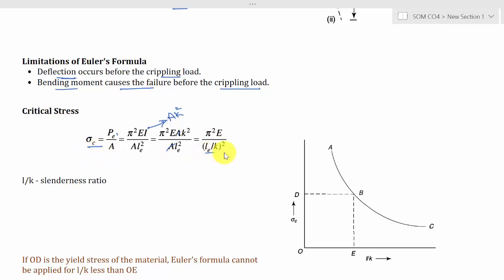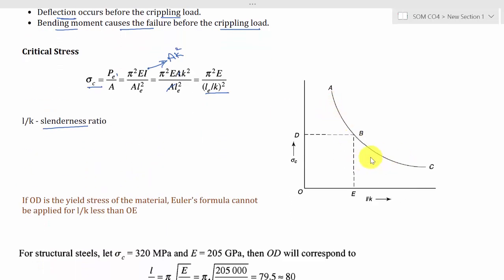Here this LE by K is the slenderness ratio, and this ratio is very important. So remember that LE by K is the slenderness ratio. Here I have plotted a graph between L by K and the critical stress. This ABC denotes the failure. When you consider the point D, then this OD is the yield stress of the material, which means above this stress the material will start to deform and it will fail.